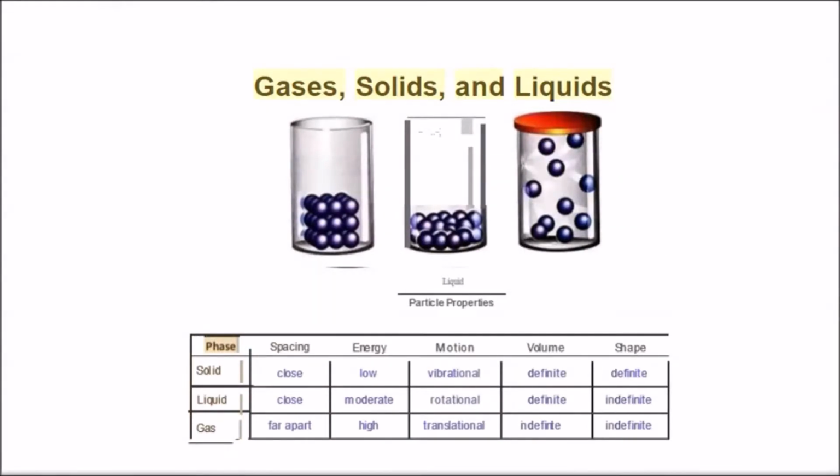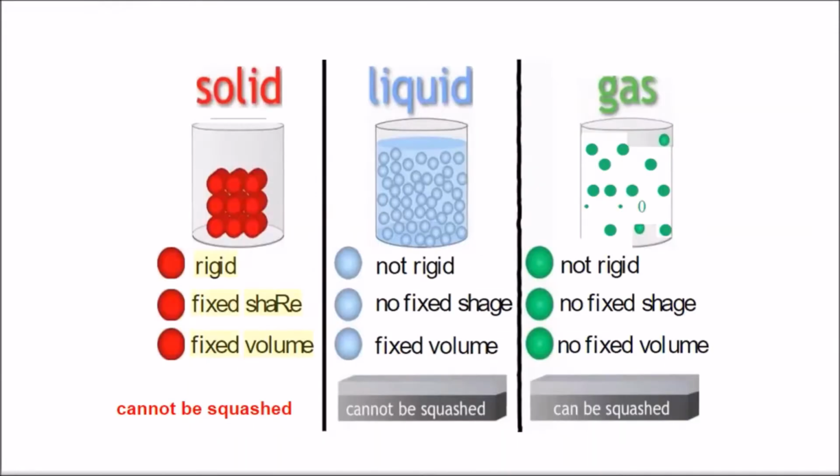Gases, solids, and liquids. Solids: rigid, fixed shape, fixed volume, cannot be squashed. Liquids: not rigid, no fixed shape, fixed volume. Gases: not rigid, no fixed shape, no fixed volume.